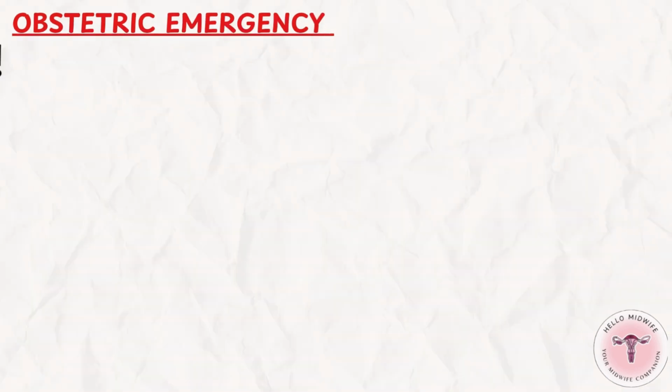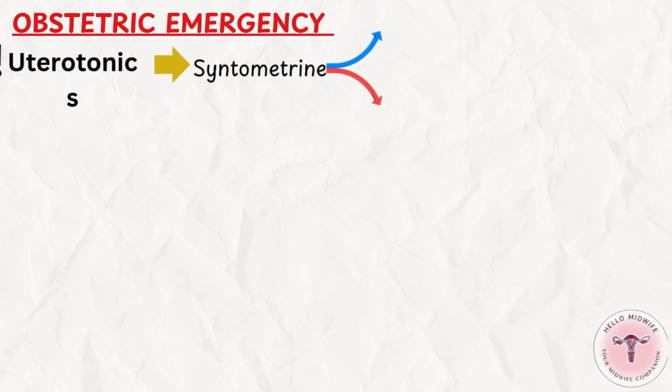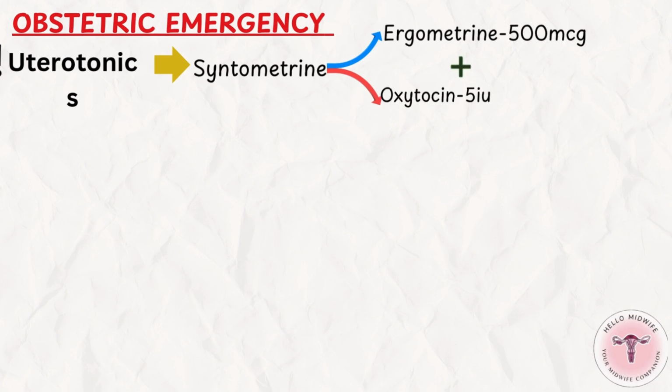Moving ahead, we have to give the proper uterotonics such as the Syntometrine, which contains ergometrine 500 microgram with oxytocin 5 IU or 10 IU, according to the clinical situation or the clinical scenario. However, take care to avoid ergometrine in women with conditions like severe hypertension, preeclampsia, or eclampsia.